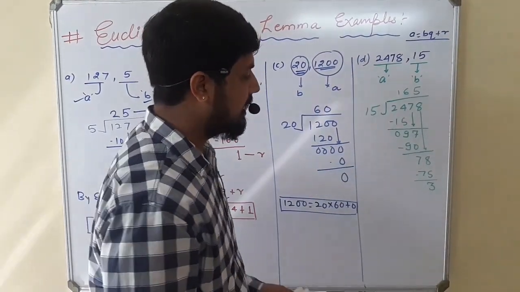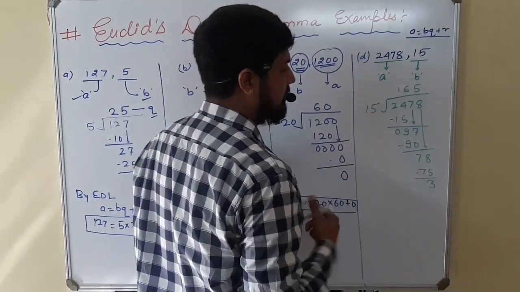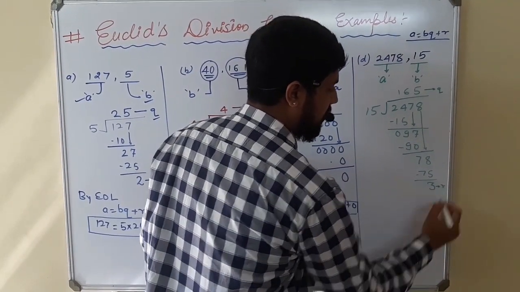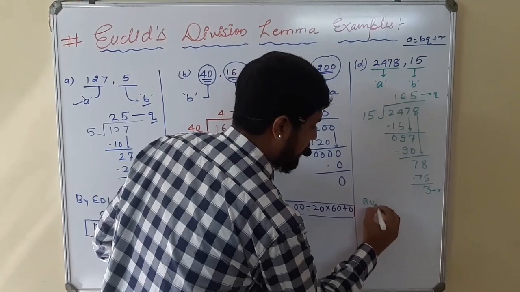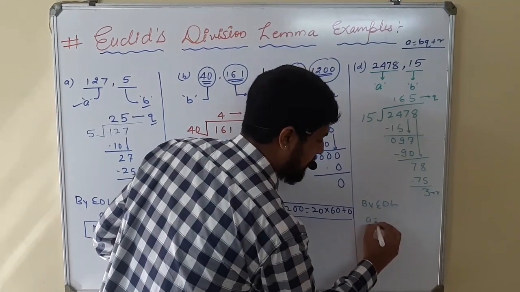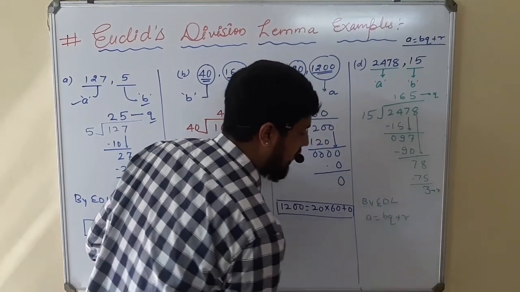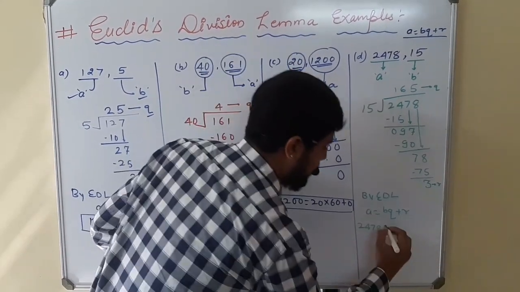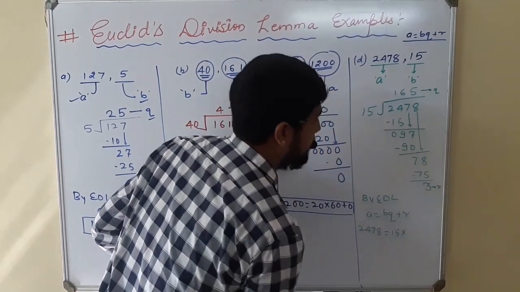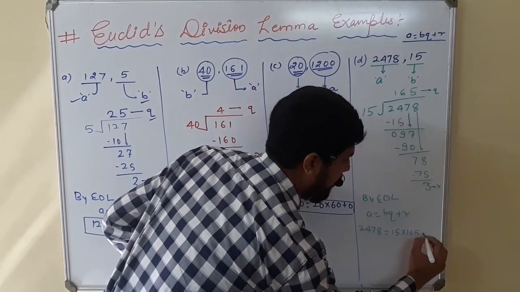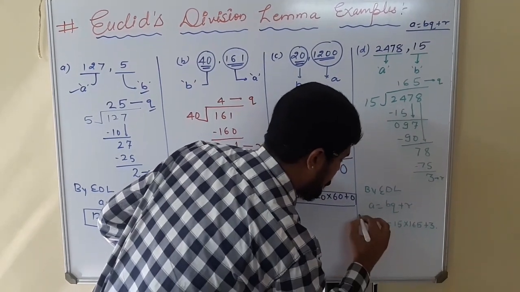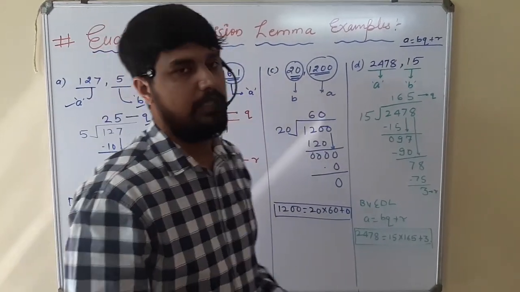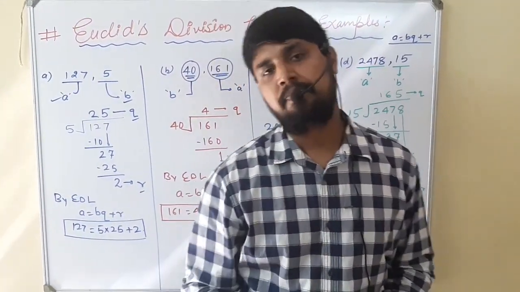So in this case our remainder is less than the divisor, so we will stop the division. This 165 will become q and this 3 will become r. So again by Euclid division lemma, that is a is equal to bq plus r, the value of a, 2478, is equal to 15 into 165 plus 3. So this is the relationship between 2478 and 15, expressed with the help of Euclid division lemma.